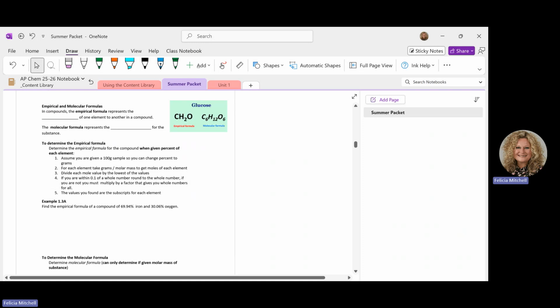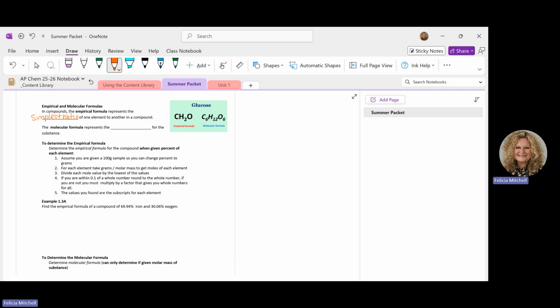Now, we are going to be reviewing something we did last year called empirical formula. We did something last year where we would say, okay, if given the percent composition, can you give me the empirical formula? Or sometimes we would think about what the molecular formula would be. So empirical formula is the simplest whole number ratio of the elements with one another.